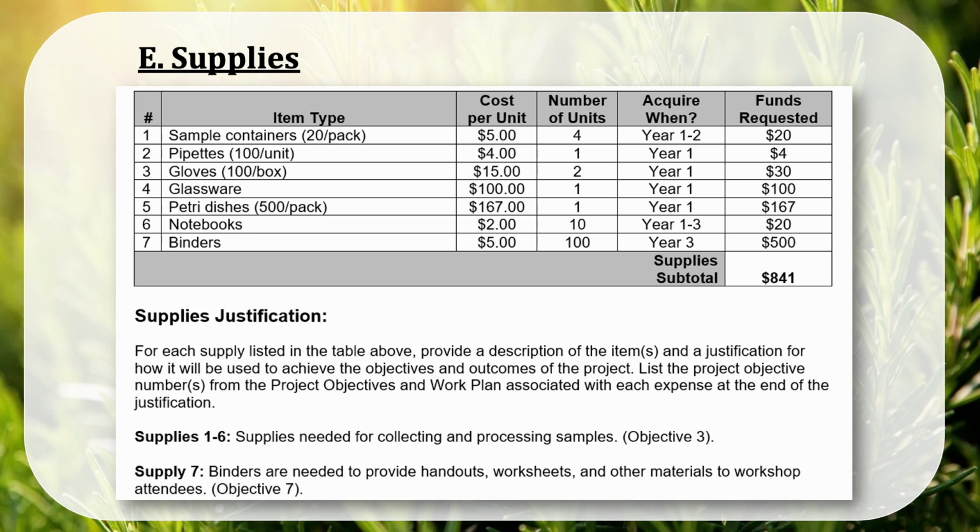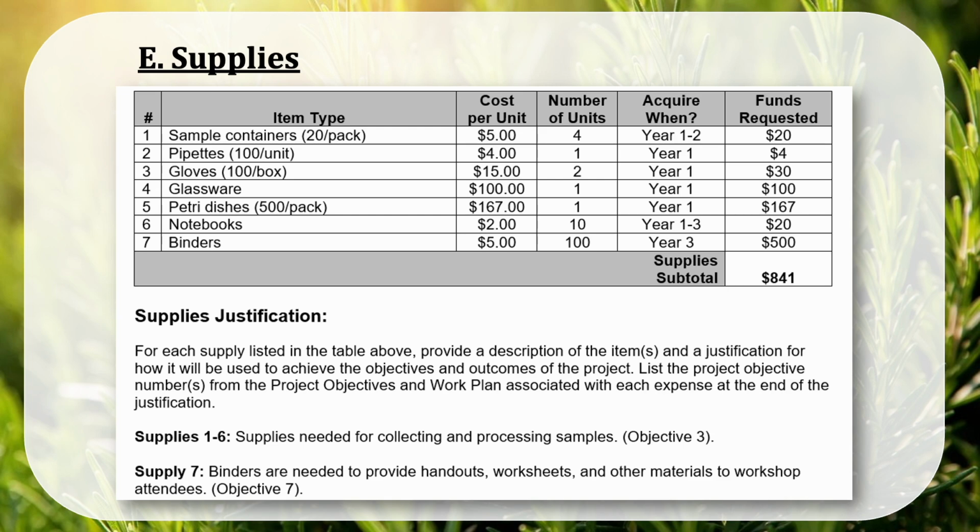Please note again that the amount in the cost per unit column should not exceed $10,000. Any item with a purchase price that is equal to or exceeds $10,000 per unit should not be included here. However, note that the amount in the funds requested column may exceed $10,000 total.